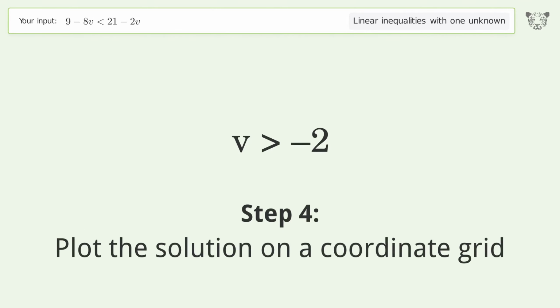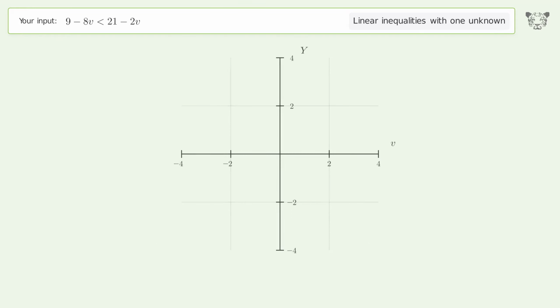Plot the solution on a coordinate grid. And so the final result is v greater than -2.